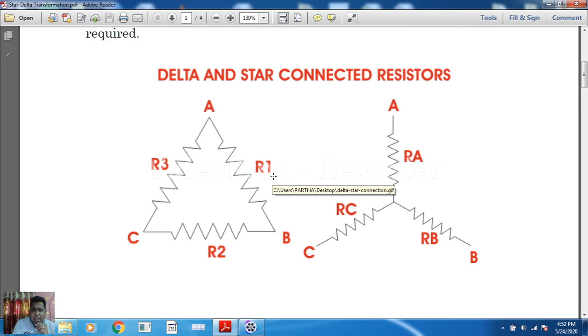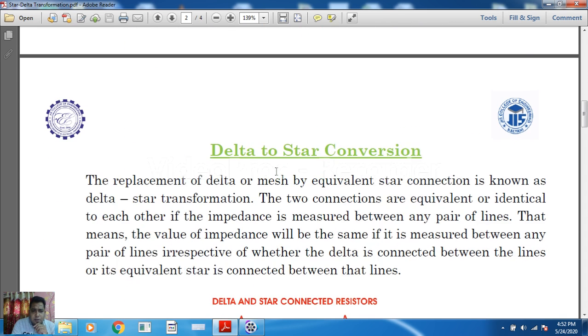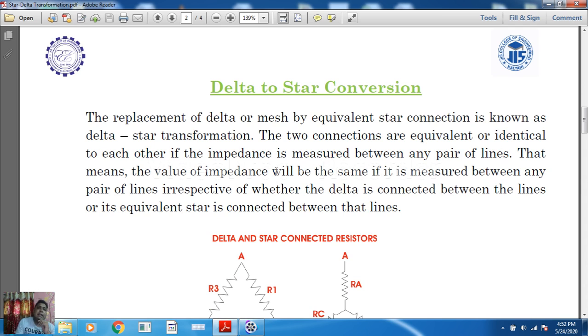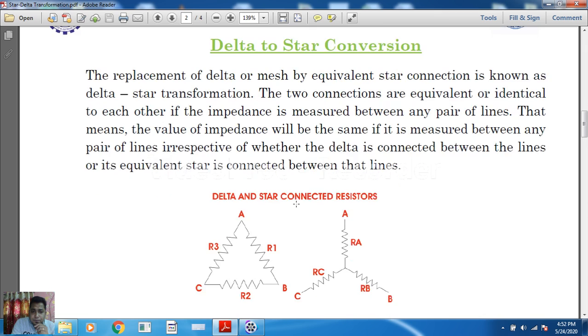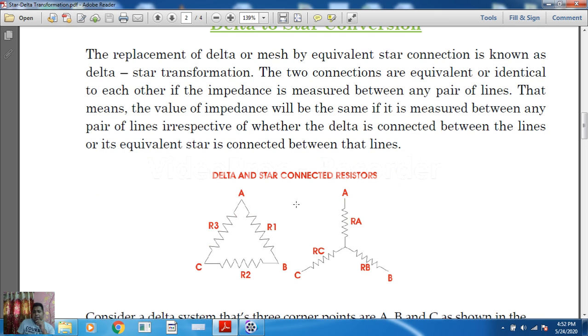Now coming to this diagram, already I have seen. The first point is delta to star conversion. So we have a circuit that is delta, that means the circuit present on the left hand side, and we want to convert that circuit into star, that means the circuit present on the right hand side. That is the conversion we want to do now.